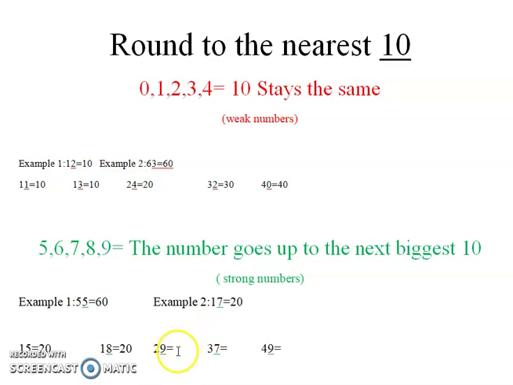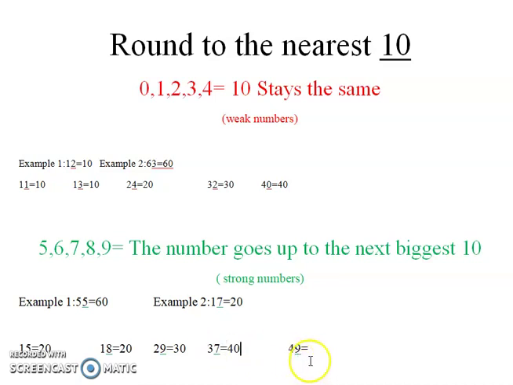And here we have a different number, 29. Now 9 is a strong number. Again, we see that here. And what's going to happen to the 2 if 9 is a strong number? It's going to allow us to round up to 30. Okay, here we have number 37, and we see that 7 is a strong number, so our 3 is going to move up to the next number, which will be 40.